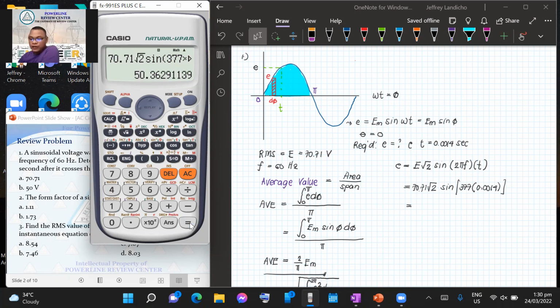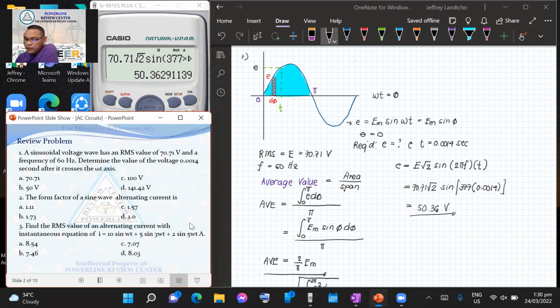So, kung anong binigay ni Calcu, and that would be the instantaneous value for our voltage, 0.0014 second from the origin. So, ano lumabas? To have 50.36 volts. That should be the answer. Meron ba? 50.36. So, 50 volts will do. So, the answer would be balik that.